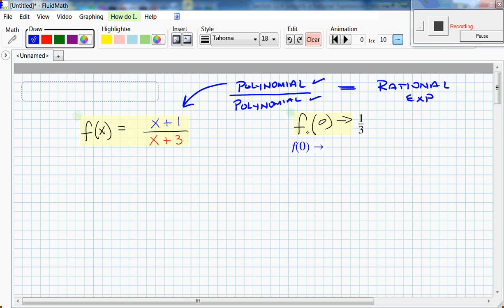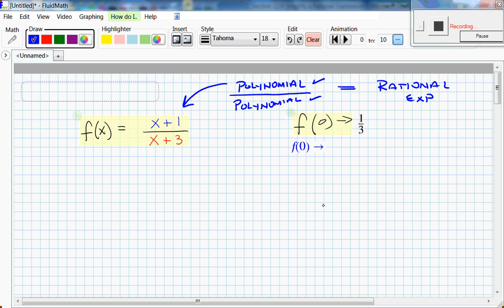take a look at this part over here. This says f of 0 equals 1/3. Can someone look at this and try to figure out how the computer calculated that f of 0 was 1/3? What did they do? These two things are related somehow. My rational expression, x plus 1 over x plus 3, and f of 0 gives me 1/3. What do you see?